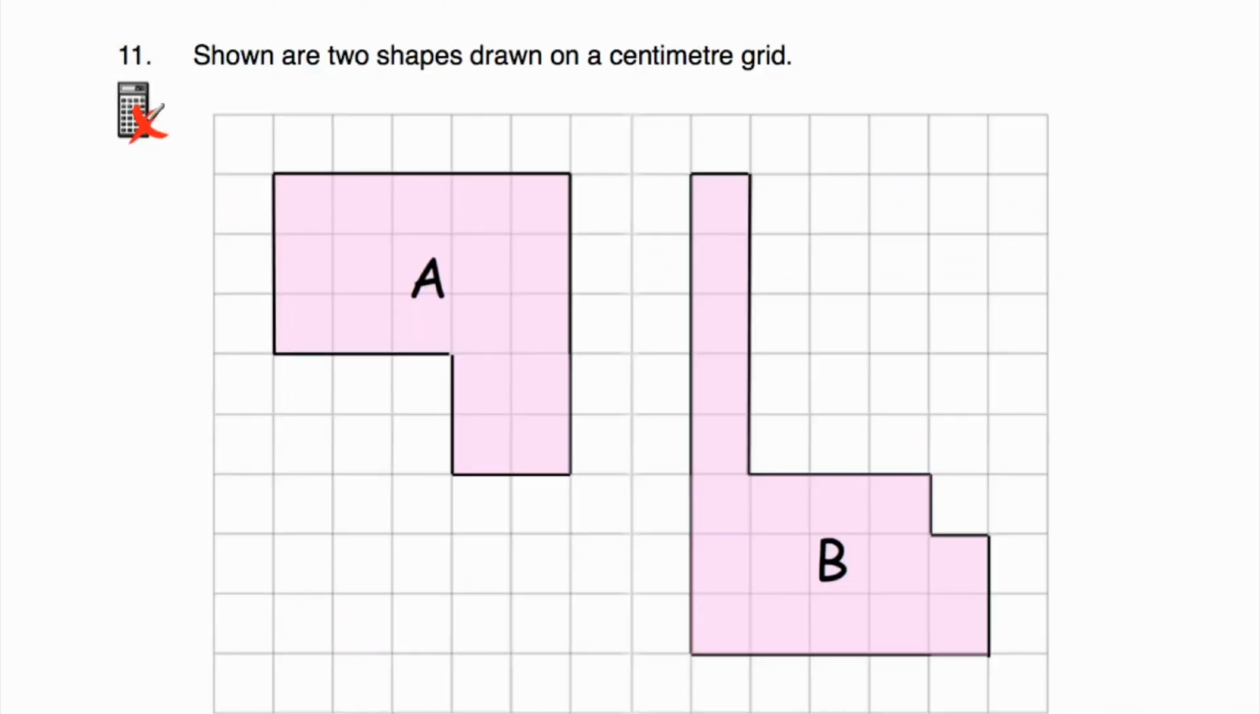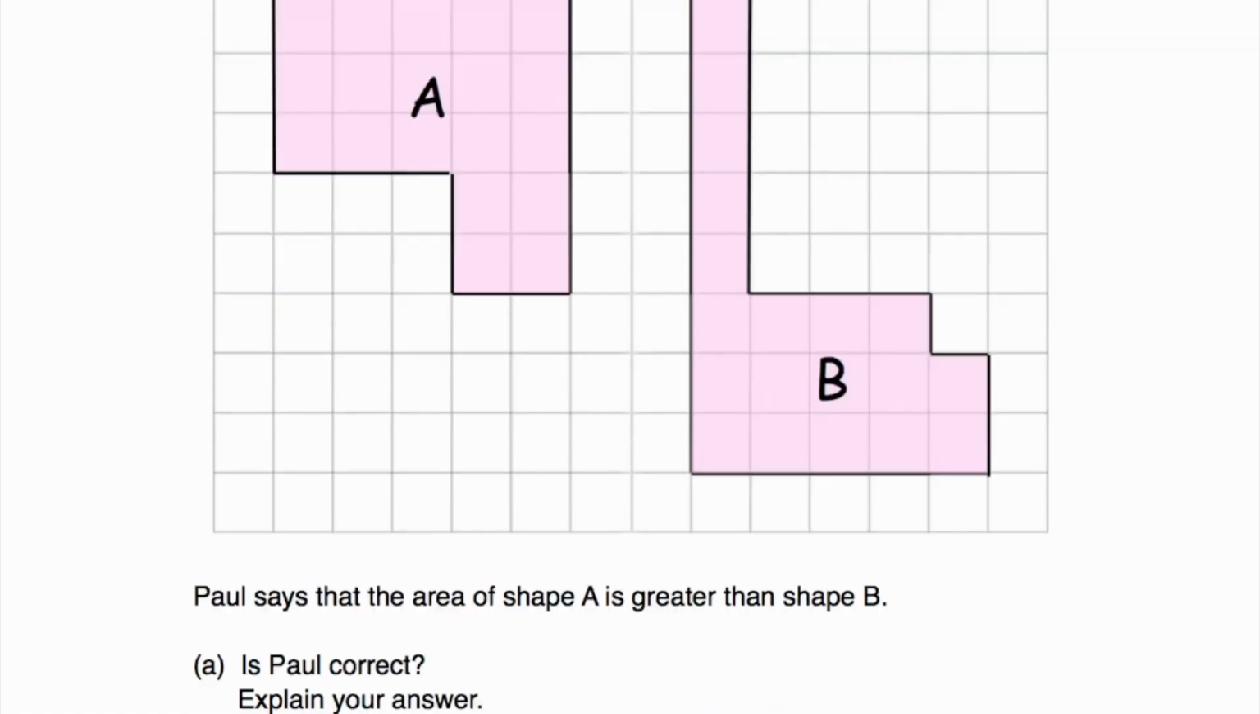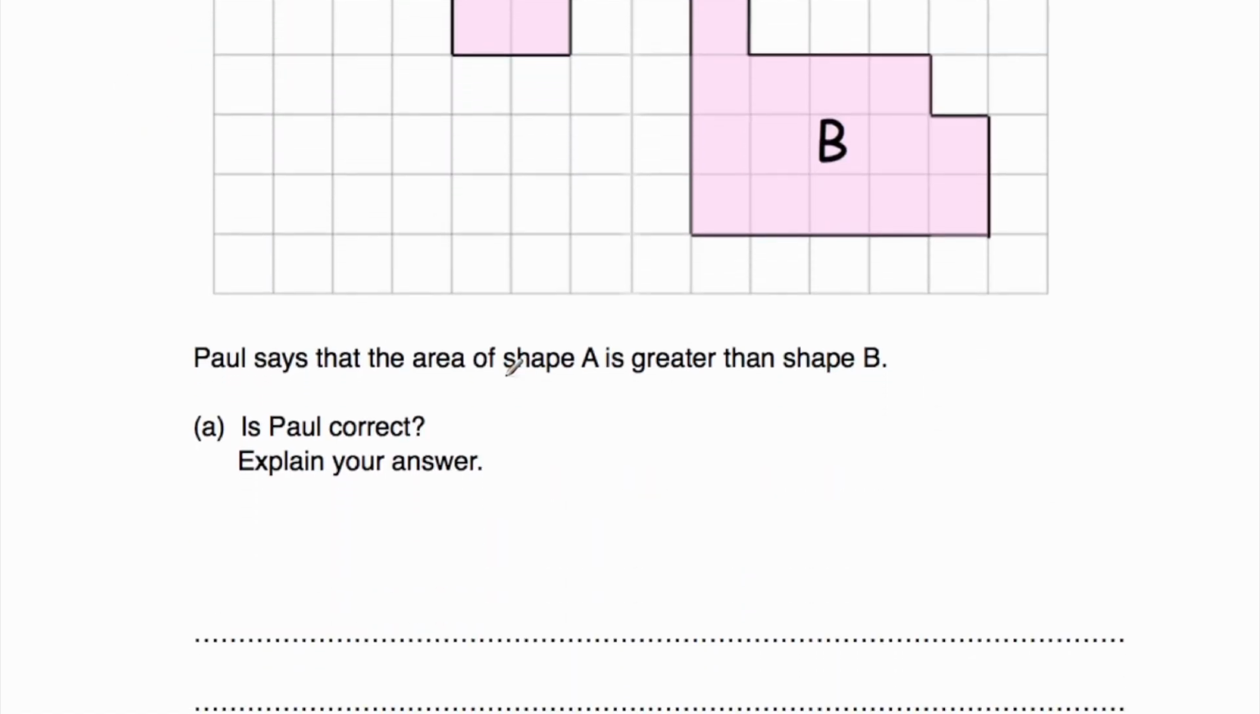Okay, let's look at our next question, question number 11. Shown are two shapes drawn on a centimeter grid. So again, a centimeter grid, so it measures 1 centimeter by 1 centimeter. I've got shape A and shape B. And the question says, Paul says that the area of shape A is greater than the area of shape B. Is Paul correct? Explain your answer.